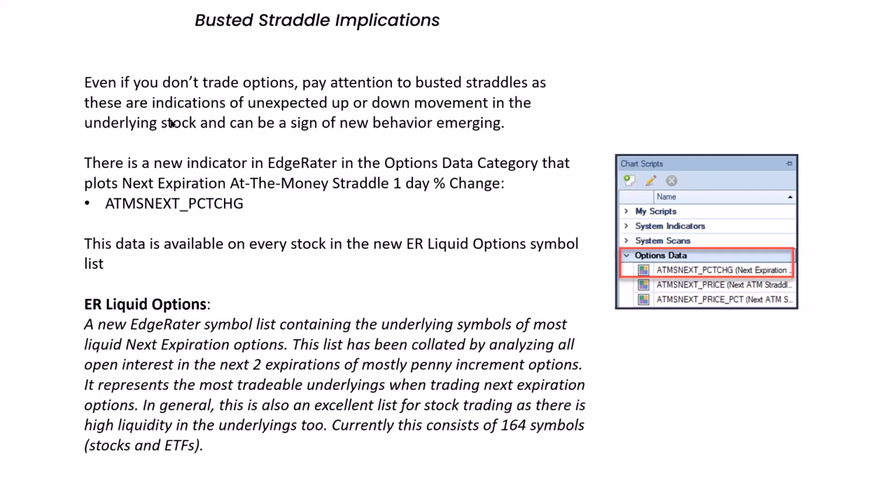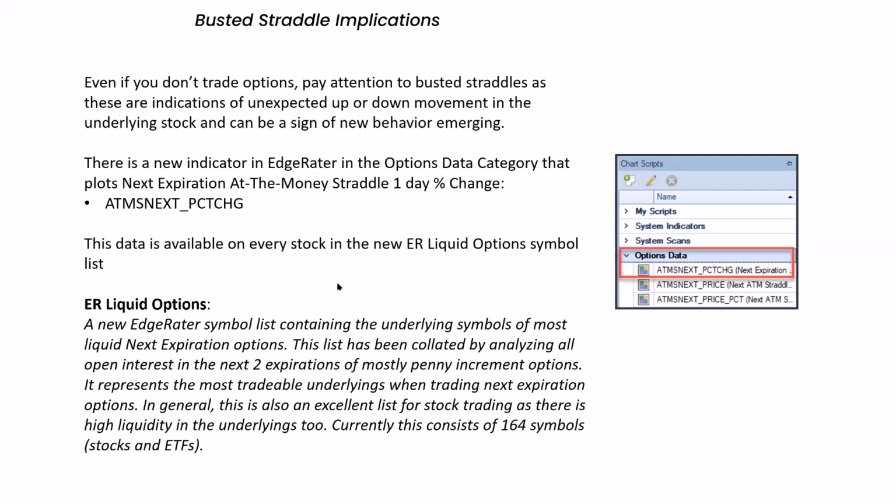In EdgeRater, there's a new indicator. It's under the options data if you look in the chart scripts, and it's called the ATMS next _% change. This is a bit of a mouthful, but it stands for at the money straddle next expiration 1 day % change. And that indicator is available for every stock in the new liquid options symbol list.